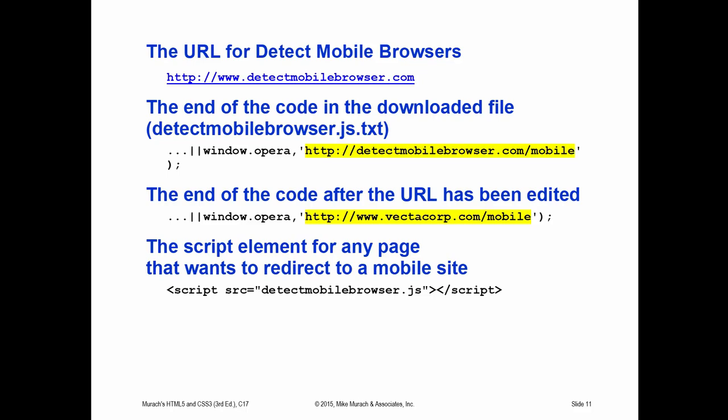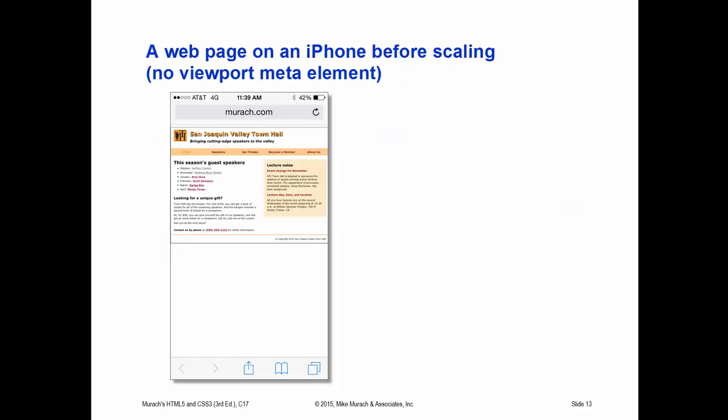So, the Detect Mobile Browsers website offers many client-side and server-side scripts for redirecting a mobile device from a full version. Again, after you modify the URL so that it points to where you want it to point to, you need to provide a script element on any and every page that you want to have redirected. So here's a web page on an iPhone before scaling. Okay? Now, what they're going to talk about in here is working with Viewport.